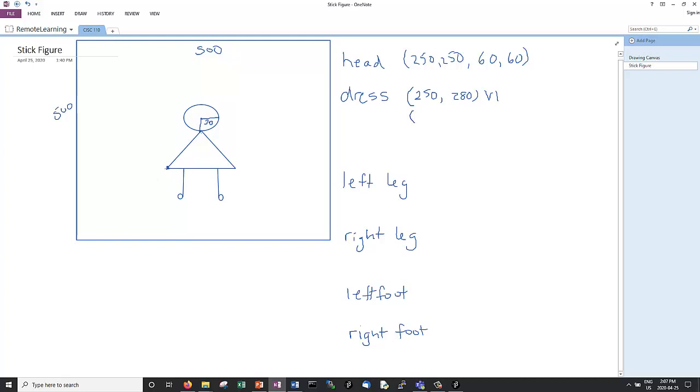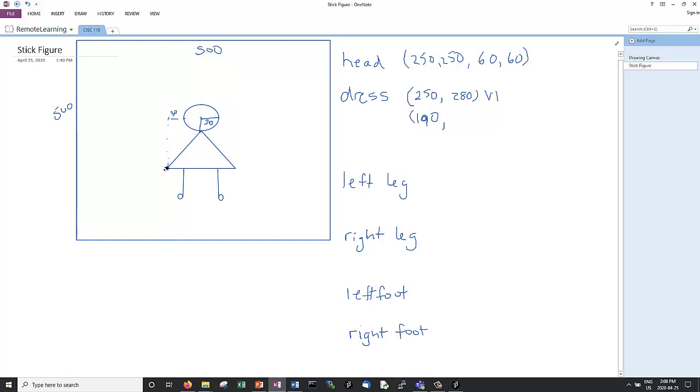The next vertex I'm going to specify is this one over here. I want to figure it out relative to the head. My x position for this vertex is going to start here at 250. I'm going to subtract 30 to get to the side of the head, so that's 220. And then let's say I'll subtract another 30, so this offset here would be another 30 pixels. So 250 minus 30 minus 30 is going to be 190. That is going to be my x position.